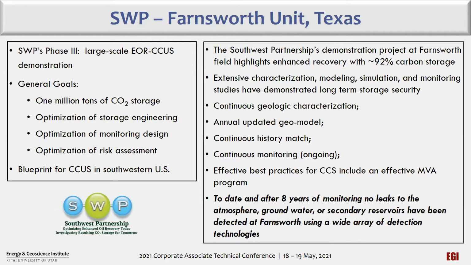Optimization of a number of activities at the site, including engineering, monitoring, and risk assessment. Ultimately, the SWP wanted a blueprint for carbon capture, utilization, and storage that could be more easily applied to other sites in the southwestern US. The table at the right shows the highlights for the Farnsworth unit project, including 92% CO2 storage. It goes without saying that a high priority for any CCS or CCUS project is CO2 containment, and after 8 years of continuous monitoring of surface, groundwater into the subsurface, no leaks have been detected at the Farnsworth unit.